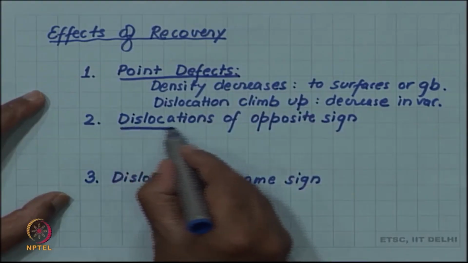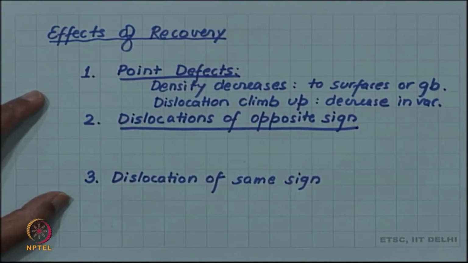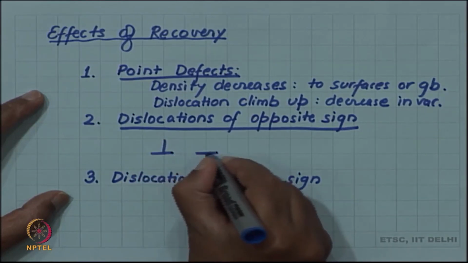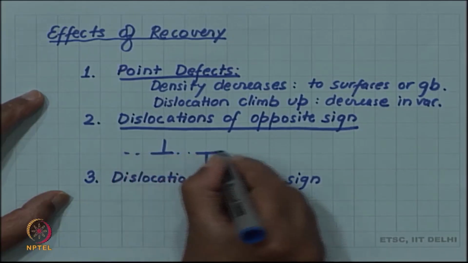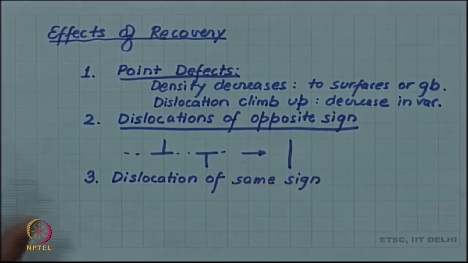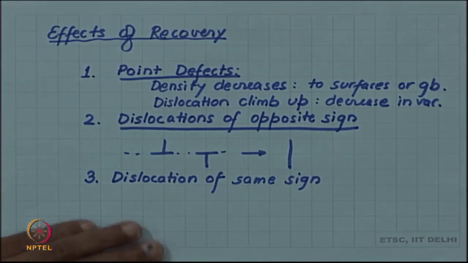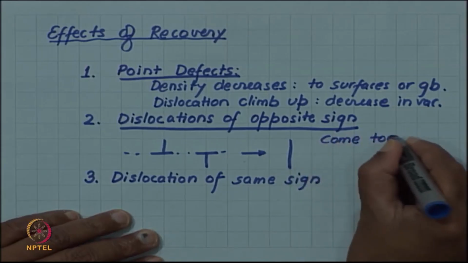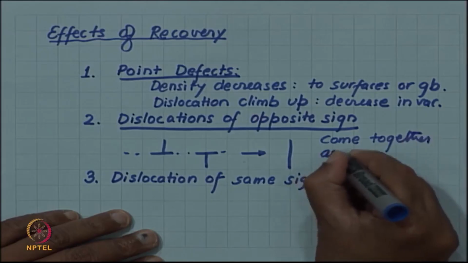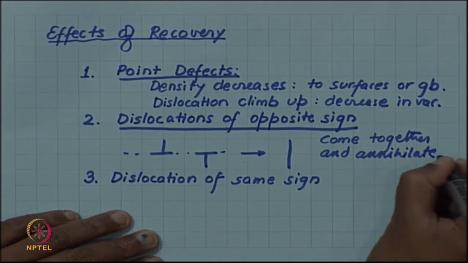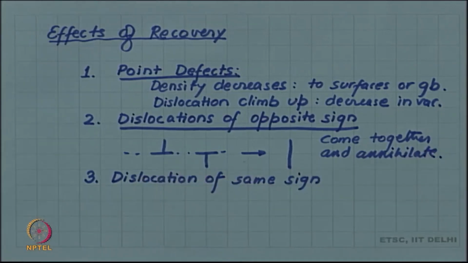Then dislocations of opposite sign may come together and annihilate. So, you know that if you have a positive dislocation and a negative dislocation on the same slip plane, they may come together and form a continuous plane. So, there is no dislocation. So, dislocations of opposite sign come together and annihilate. I have shown it for edge dislocation, same is true for right handed and left handed screw dislocations.